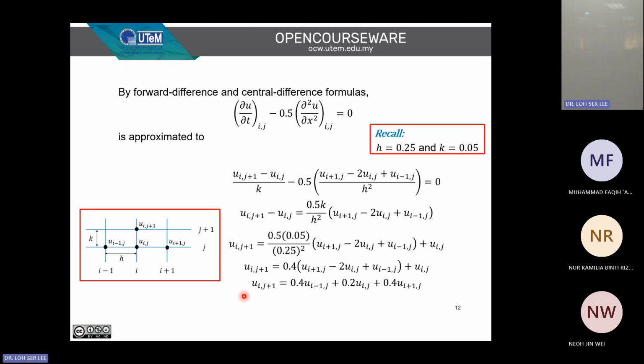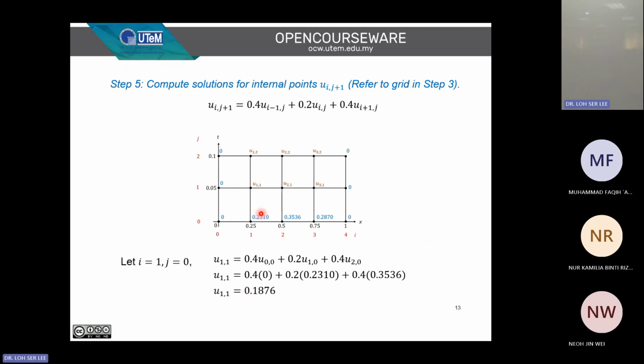Okay. So once you have this formula, we will start to get the values of the internal points. Okay, this is the first value to be defined, U11. So if you compare this with the formula Uij plus 1 with U11, that means I is 1. J plus 1 equals to 1, so your J is 0. So I is 1, J is 0. When you substitute 1 into I, 0 into J, you see all the IJ here, then you will get this.